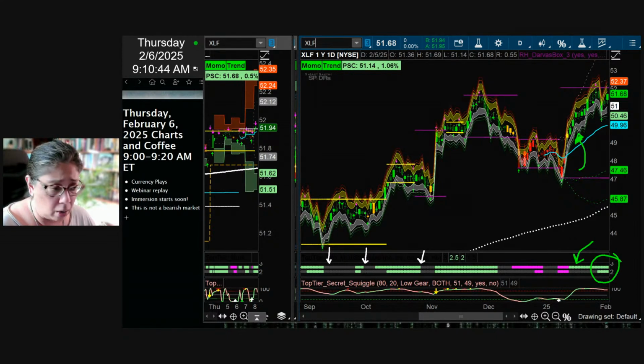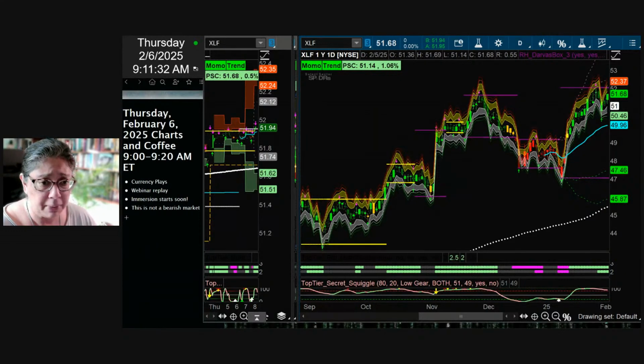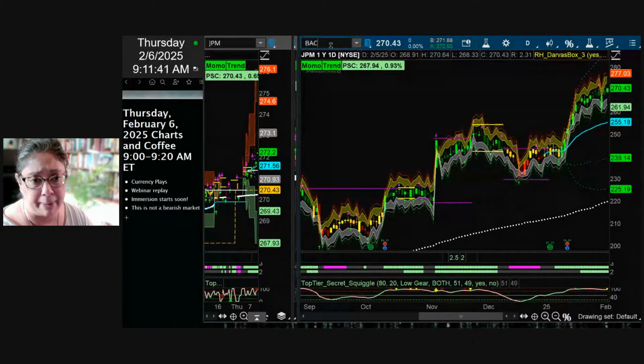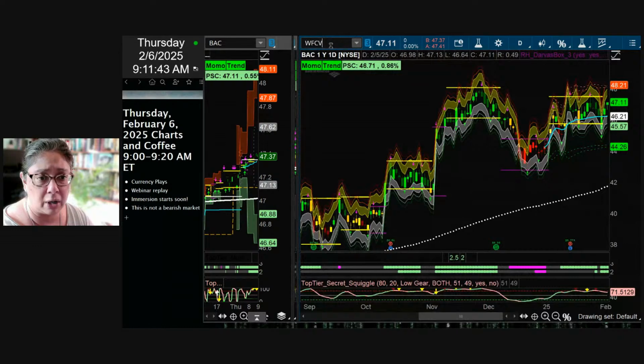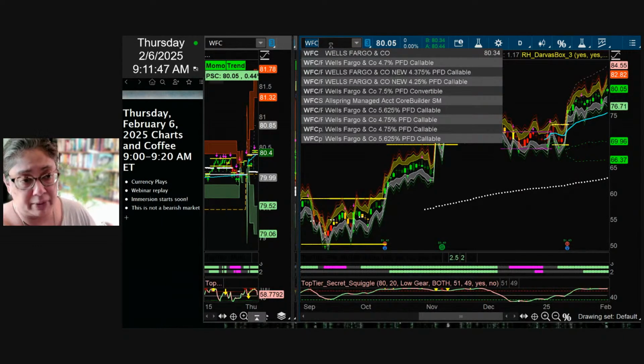So ultimately, the whole idea behind what XLF is doing right now is it's in an uptrend. It's bullish, and that's going to be bullish for things like JP Morgan. That's going to be bullish for things like Bank of America and Wells Fargo. So if these names are not on the list, got to put them on the list. What we trade is more important than how we trade it.